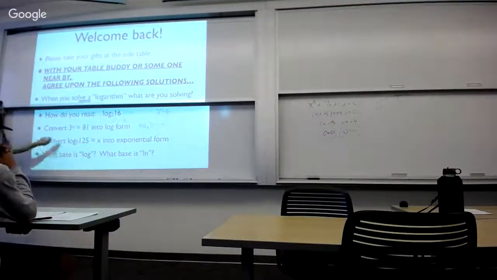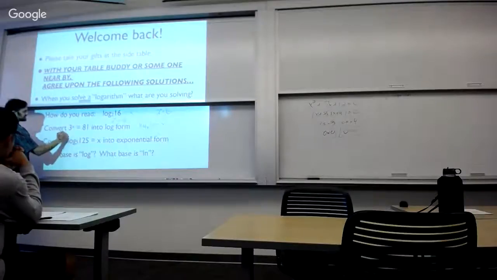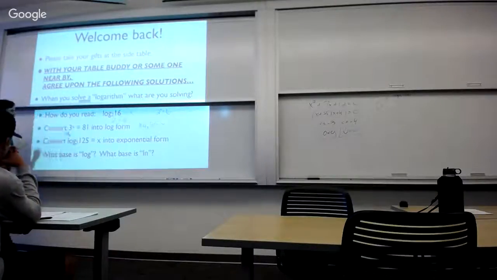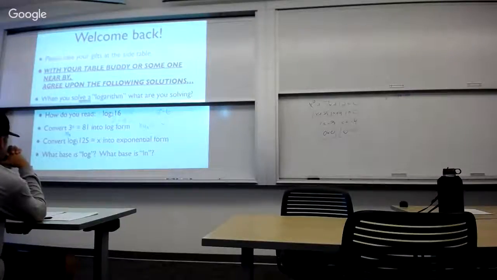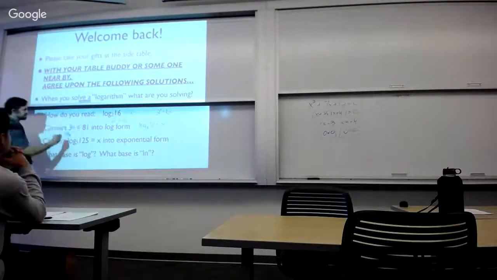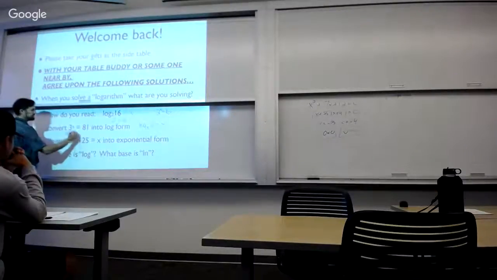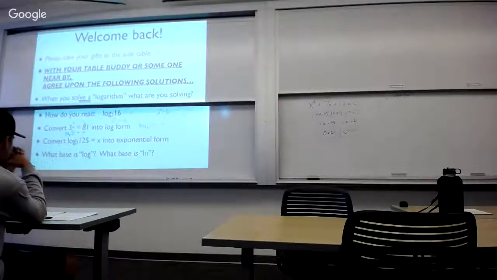And folks, you'll notice the first number, the base, stays the first number. So we went from 3 to the x equals 81, and it turned into log base 3. So the first number stays the first number. It's just the second two numbers that switch sides. So now I have log base 3 of 81 equals x, and the x and the 81 switched.